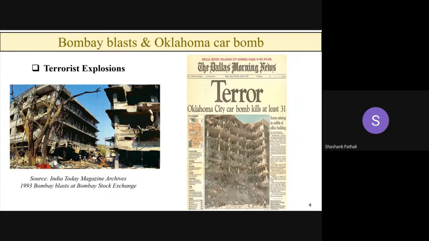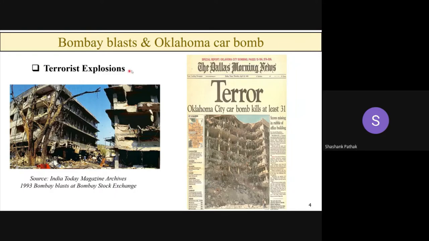So here you see, this was the 1993 Bombay blast. All of you know, some movies have been made on this topic. Here you see the complete punching failure of these slabs and column failure. All these things are quite evident, the structural loss. Similarly, in the US, in the city of Oklahoma, there was a car bombing, one of the biggest news items at that time, and you can see the kind of damage that happened to this building.